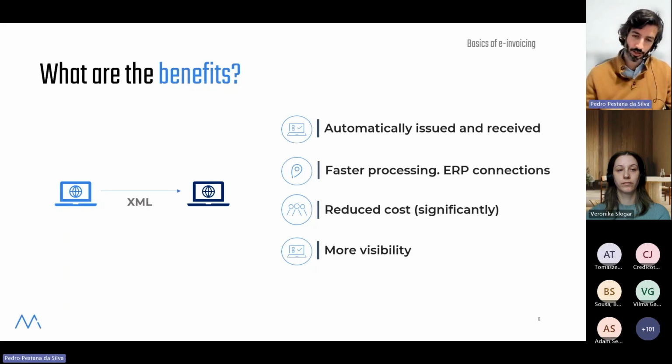So making predictions and making data analysis, identifying data gaps is going to be a big benefit of e-invoices as and when they are implemented by companies.